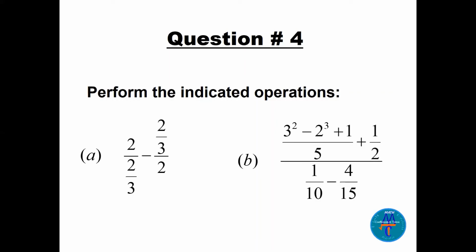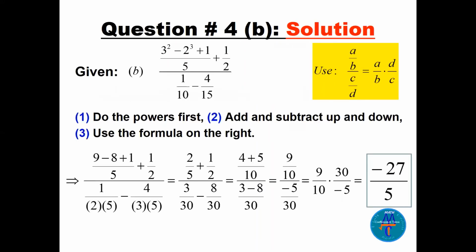Okay, I think now you've finished. Let's see B part. You should get in the final answer minus 27 over 5. Maybe this is a lengthy question. Too many numbers are there, but let me explain. Okay, let's do the powers first. So this one is what? 9, 3 squared is 9, minus 8, 1.